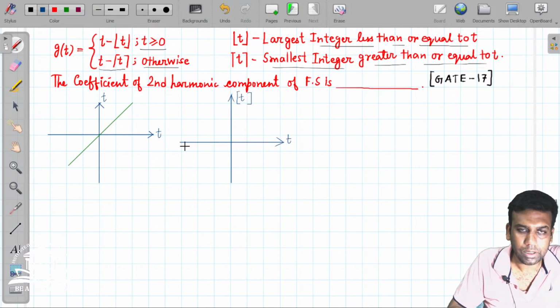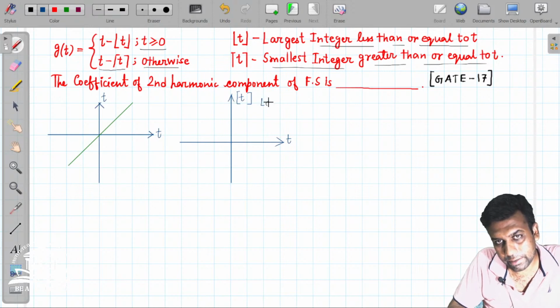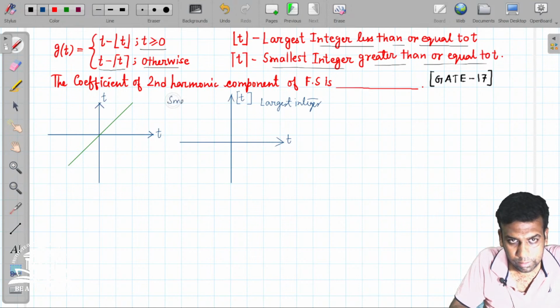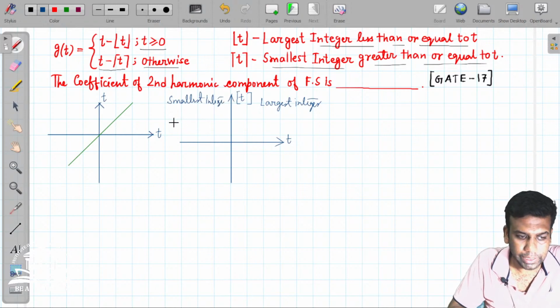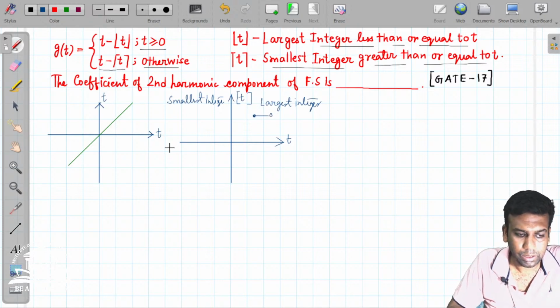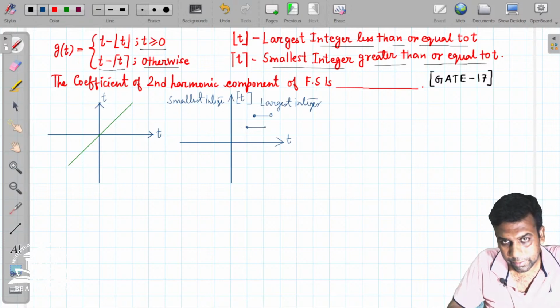So what does it mean? On the right hand side we will get the largest integer, and on the left hand side we will get the smallest integer. That means if we have a value here, the largest integer value will be here. Similarly, there will be here and here. Similarly, if the value is here, the smallest integer will be there. If the value is here, the smallest integer will be here.